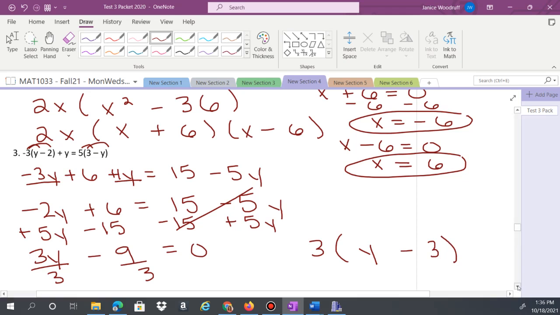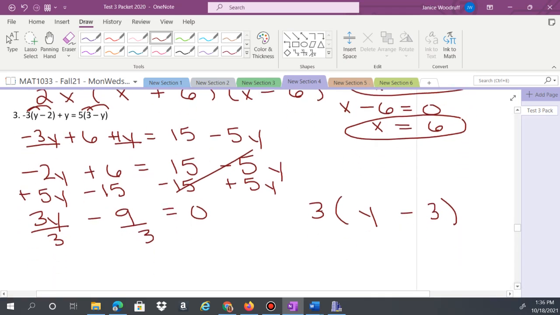And then I'm going to take each factor and set it equal to 0. So I have the factor 3, I'm going to set that equal to 0, and I have the y minus 3, I'm going to set that equal to 0. So if I have a GCF that's just a number, that gives me a false statement. So that ends up just being thrown out. 3 doesn't equal 0.